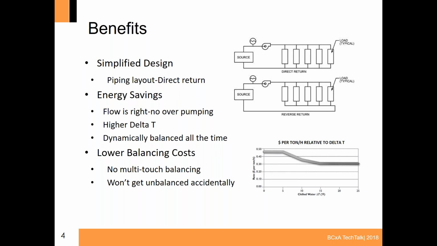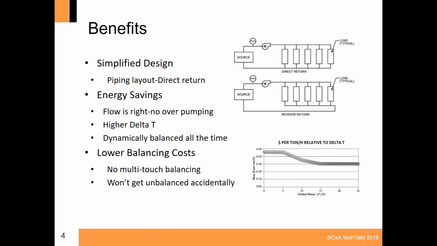And also on hot water side, if you're not getting the proper delta T and you've got condensing boilers, right, you may not end up condensing. So now you've got a really expensive standard hot water boiler because your flows are not being properly managed. And the other thing from an energy savings standpoint is the whole system is dynamically balanced all the time. And then the third piece on the benefit side is lower balancing costs.